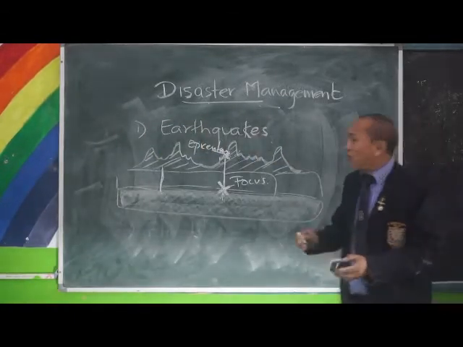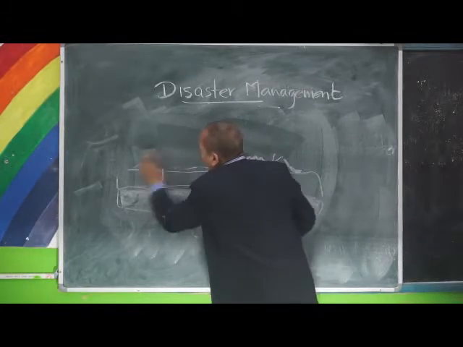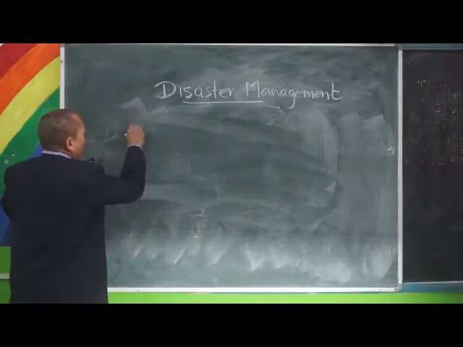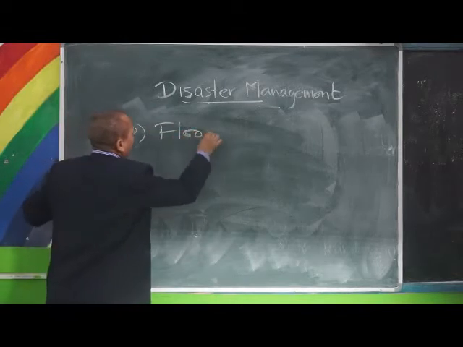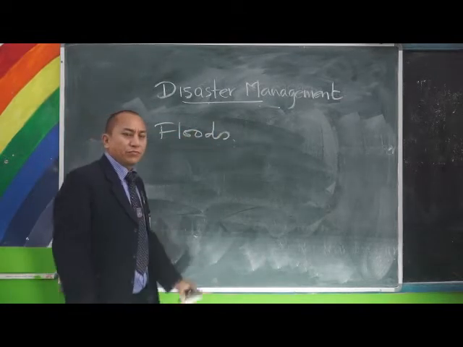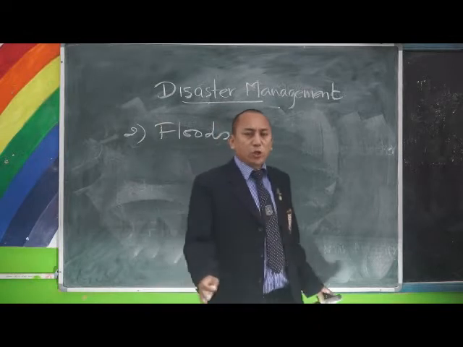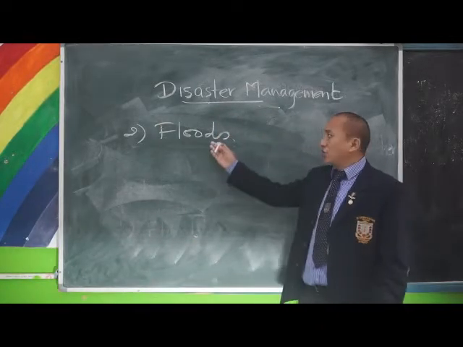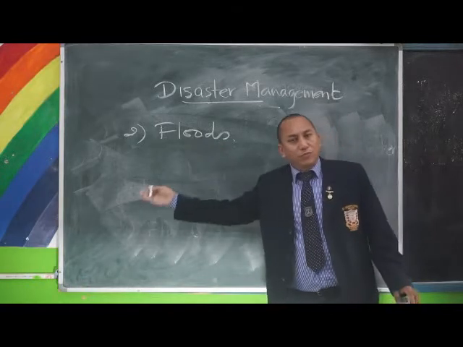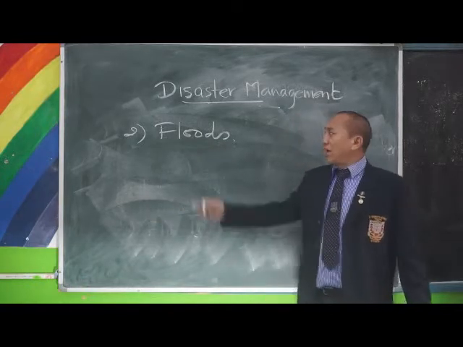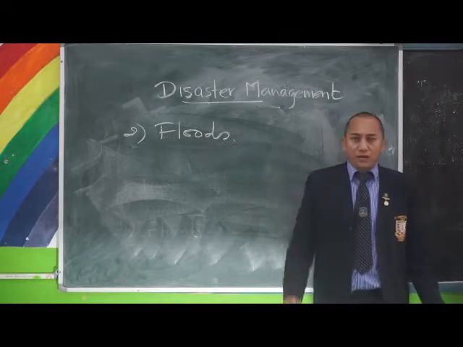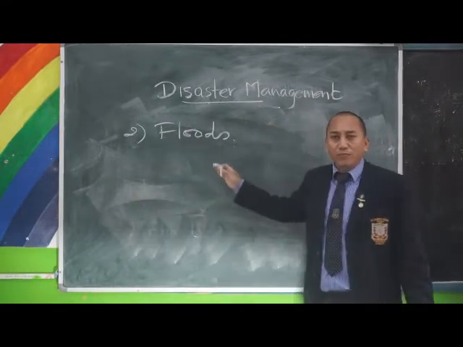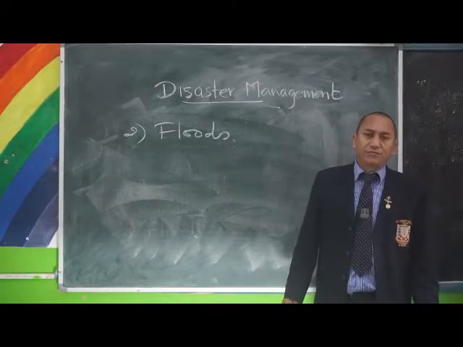Now let's move down and see the next one. Point number 2, that is the floods. See, floods is also another way in which disaster is created. Now floods could be caused naturally, and they also could be caused by man. So flood is both a natural disaster as well as a man-made disaster.